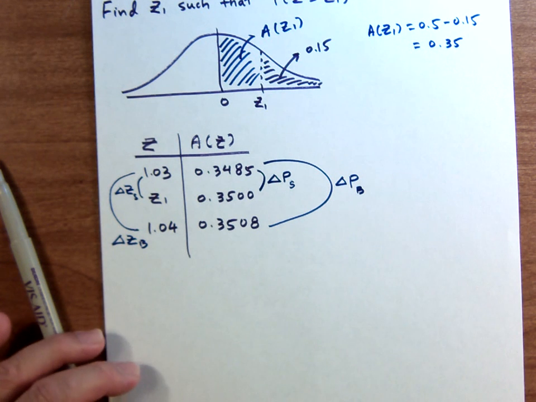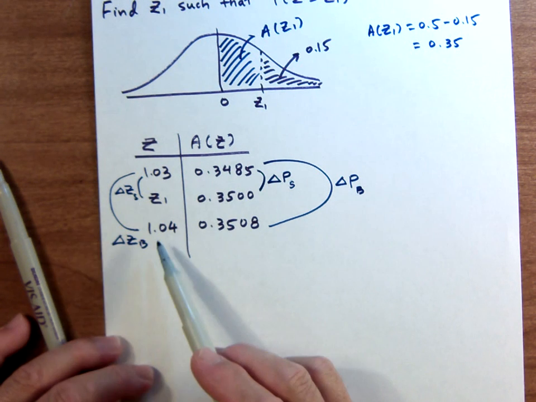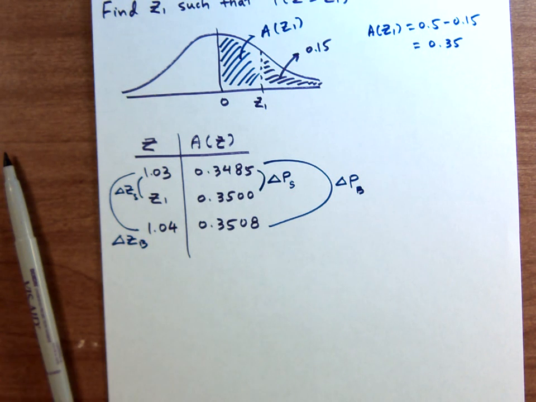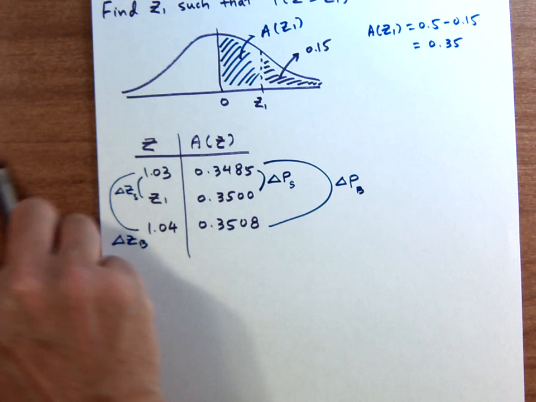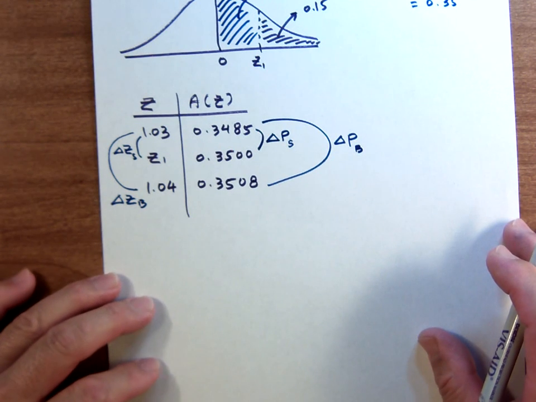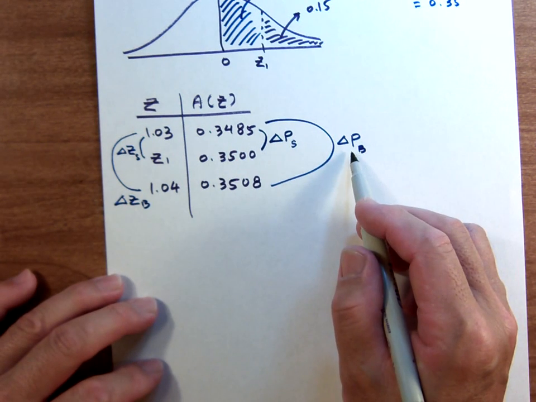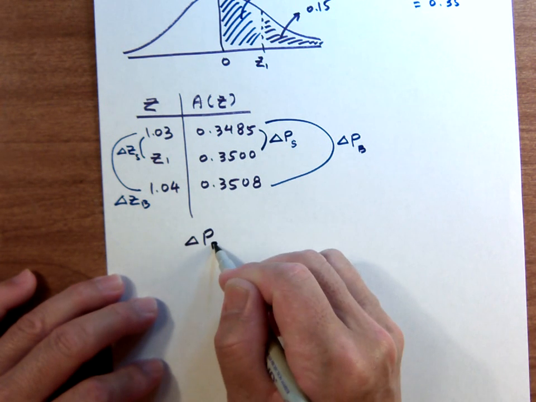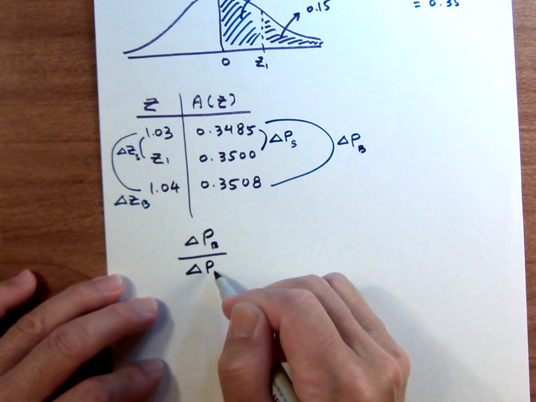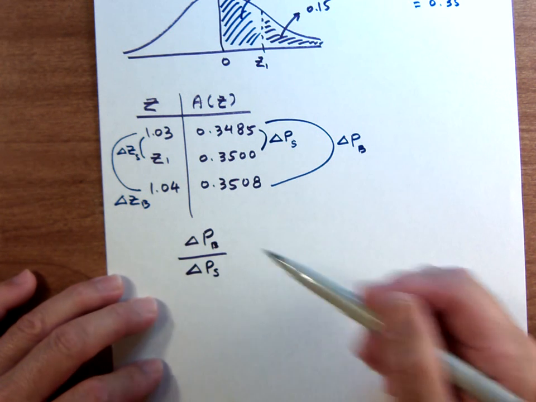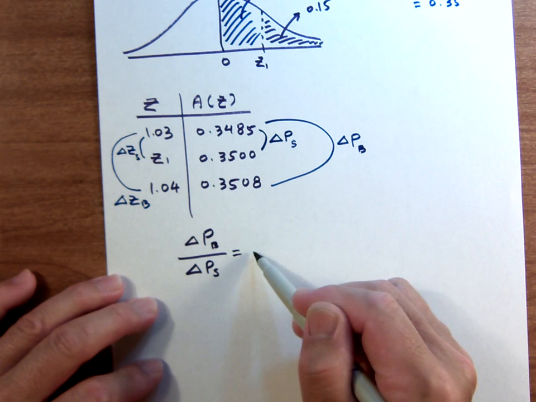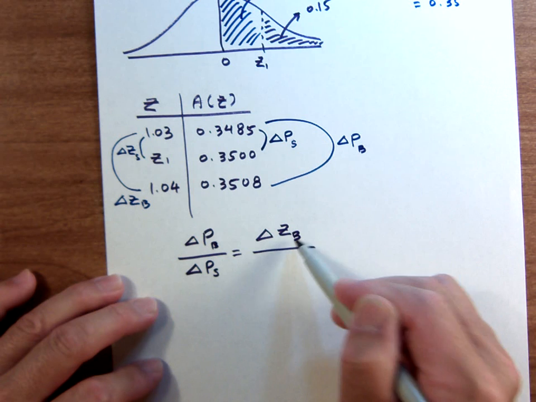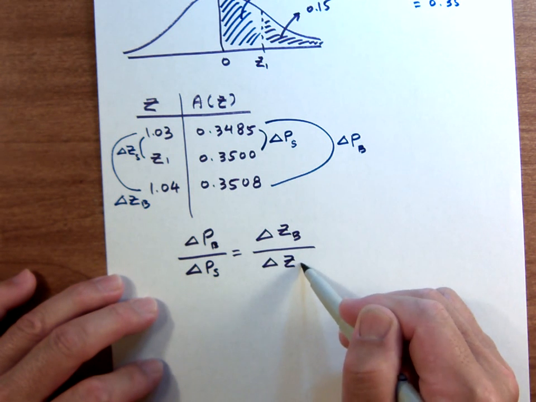Okay, hope you can follow the subscript. S for small, B for big. Now with these, what we're going to do is form a ratio. The ratio of change in PB over change in PS. So the big change over the small change must equal the change in ZB over change in ZS.